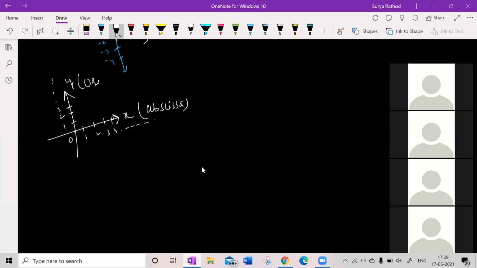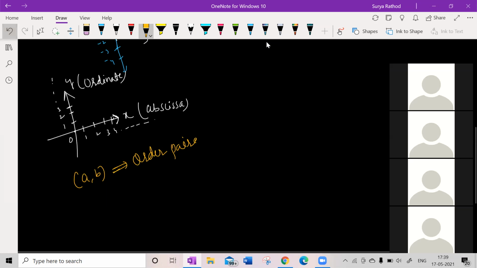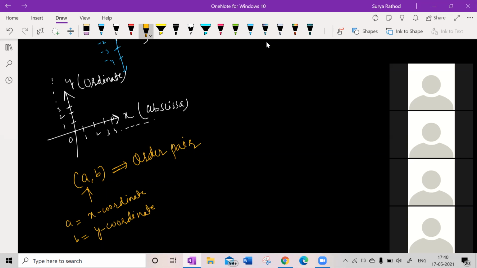And the y-axis coordinates are called what? Ordinate. Now if I take a comma b, this is called an ordered pair. Pair means two elements, so we must have two coordinates. Here a is the x coordinate and b is the y coordinate. Getting my point?